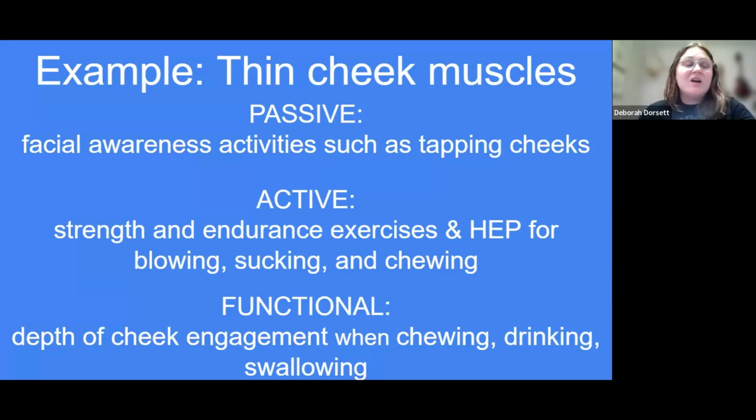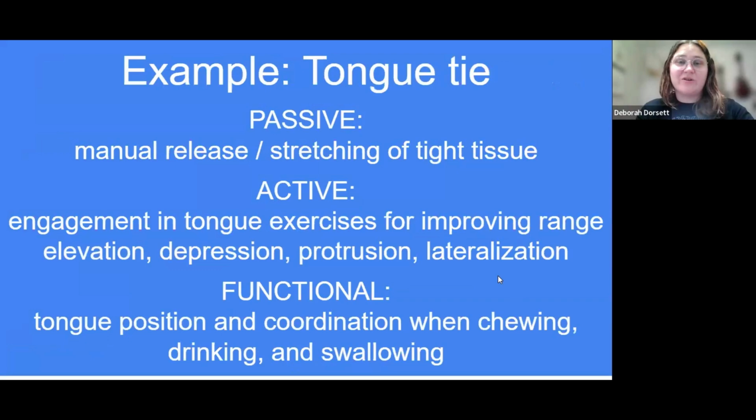And then functionally, we'll be teaching that family not only how to modify foods, but how to increase the depth of cheek engagement when they're chewing and to modify and adapt things as they get tired.